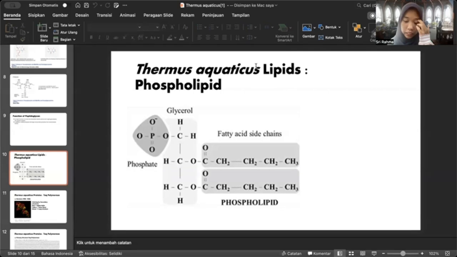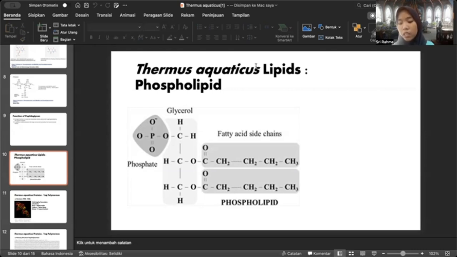And the next is the function of lipids in Thermus aquaticus. Number one is membrane stability. Lipids help maintain the stability and integrity of the cell membrane at high temperatures. The lipids in the membrane are usually composed of longer and more saturated fatty acids and have specialized lipid structures that can resist denaturation at extreme temperatures.